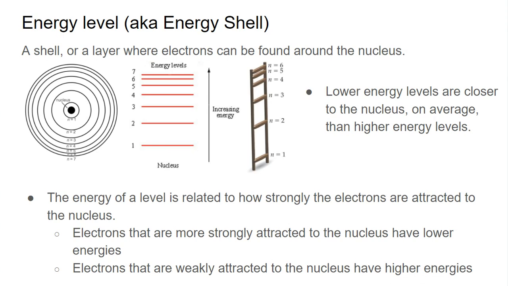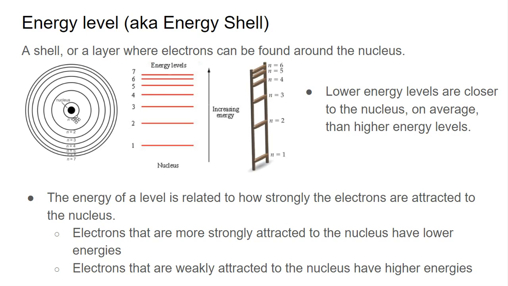Before we move on, I wanted to introduce to you some key vocab. The first term is energy level, sometimes also called energy shell. You can think of an energy shell or an energy level as a layer where electrons can be found around the nucleus. And here are some pictures illustrating the various energy layers of the hydrogen atom.